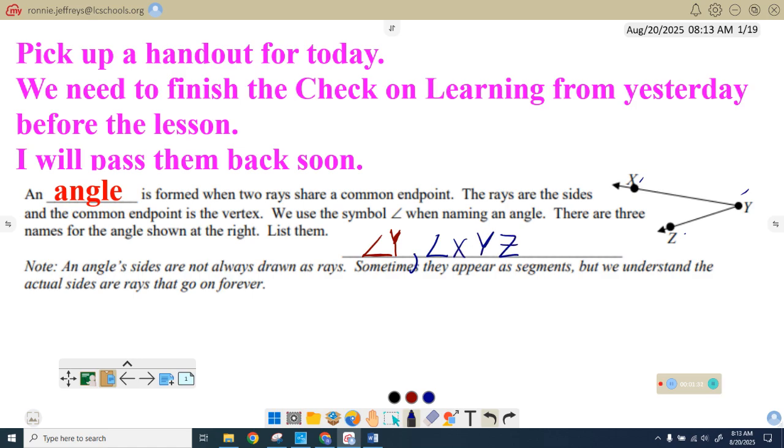Now, yes, I'm one of those weird people that do a line between my Z's so they don't look like twos. I think we should know by now that my handwriting is not super great, so let that just happen.